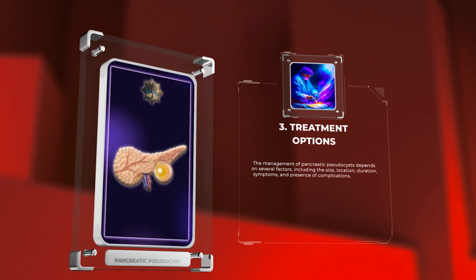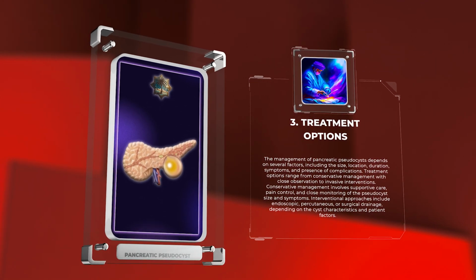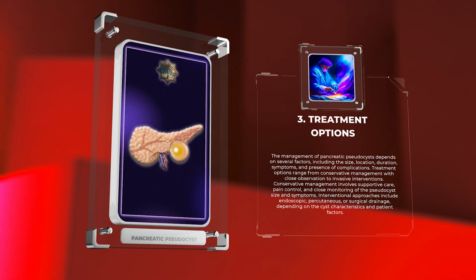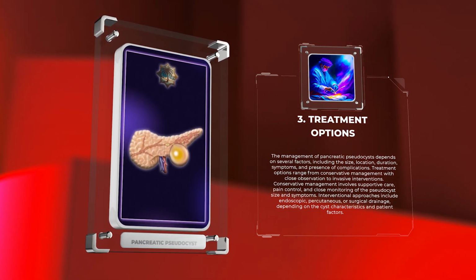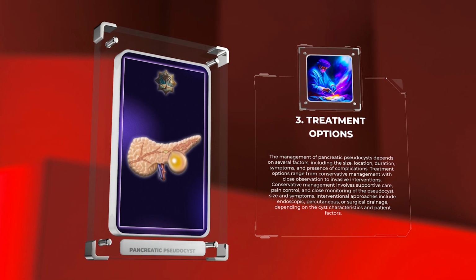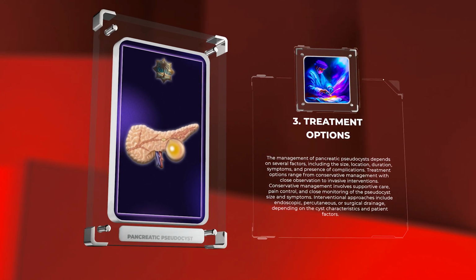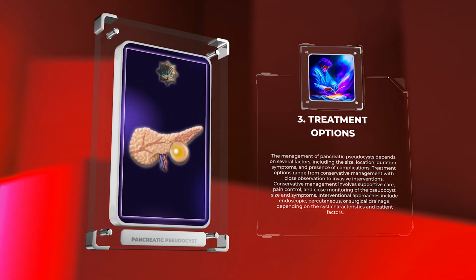The management of pancreatic pseudocysts depends on several factors, including the size, location, duration, symptoms, and presence of complications. Treatment options range from conservative management with close observation to invasive interventions. Conservative management involves supportive care, pain control, and close monitoring of the pseudocyst size and symptoms. Interventional approaches include endoscopic, percutaneous, or surgical drainage, depending on the cyst characteristics and patient factors.